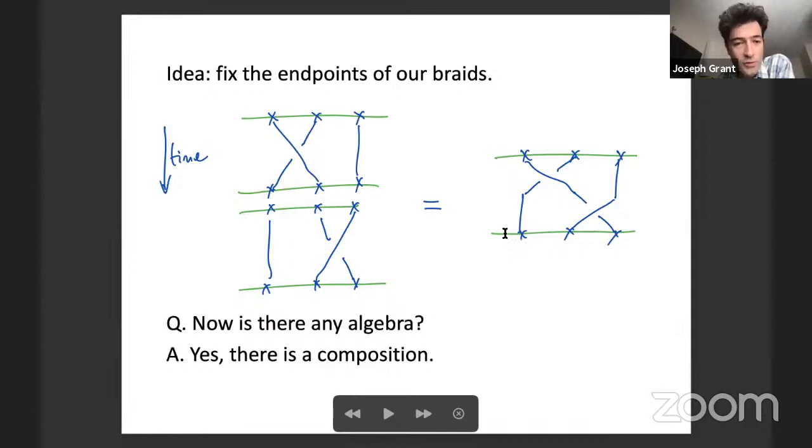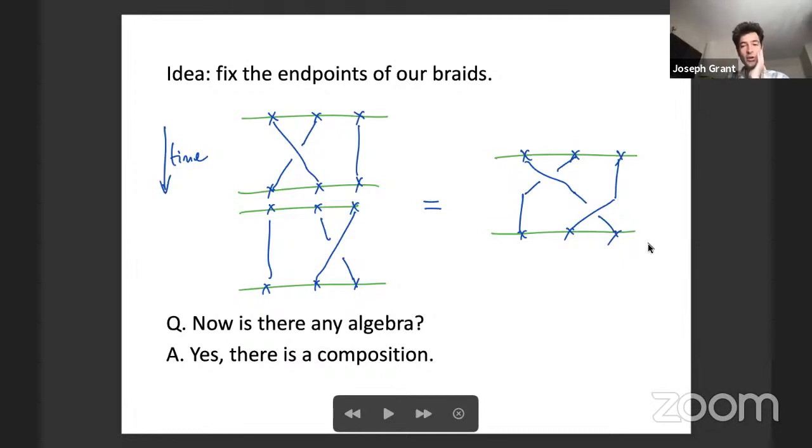The way I've tried to do this in the picture is I've taken the braid on top, I've squashed it so it's half the height. Then I've taken the one on the bottom and also squashed it so it's half the height. And then I've stuck the ends together. Hopefully you can see that this gives you the picture on the right-hand side.